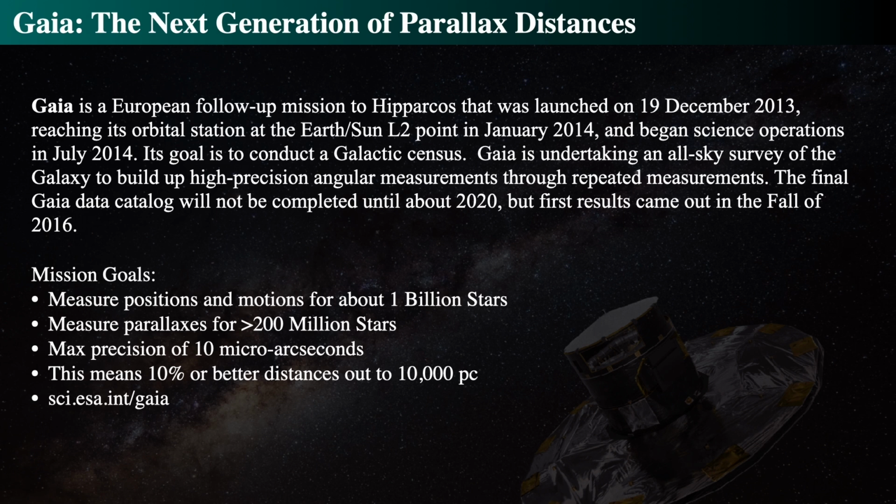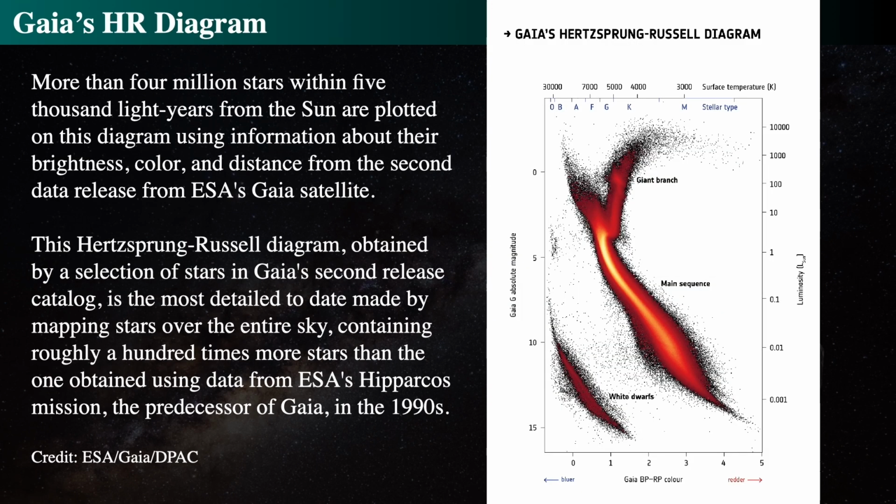So you really have to take a look at this on the European Space Agency website, esa.int/Gaia. The first results came out in 2016. However, I just figured I'd take a peek at their website, and we find Gaia's HR diagram from their second data release, which they gave out earlier in 2018, of 44 million stars within 5,000 light years of the sun. And they're plotted on here. And this is the HR diagram from all of those stars.